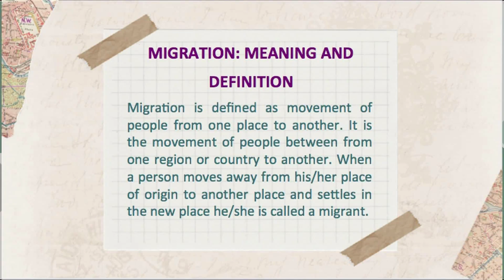In simple words, migration is defined as mobility, the movement of people from one place to another. It is the movement of people from one region or country to another region or country. When a person moves away from his or her place of residence, place of origin, to another place and settles in that new place, he or she is called a migrant. Therefore, migration basically refers to movement of people and changing one's place of residence.